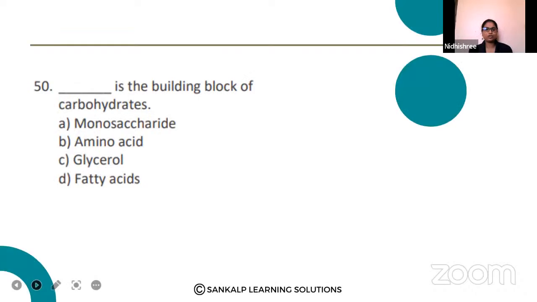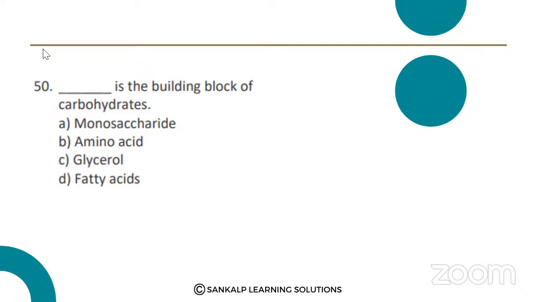Okay, 50th question. Dash is the building block of carbohydrates. Option A, monosaccharide. Option B, amino acid. Option C, glycerol. Option D, fatty acid. Monosaccharides. Sorry, Deepthi answered as monosaccharides. Option A, monosaccharides, ma'am. Okay, Kanchana Raj voted for option A. Ramya, Suha, Saumya, Naral. What about YouTube students? Yes.